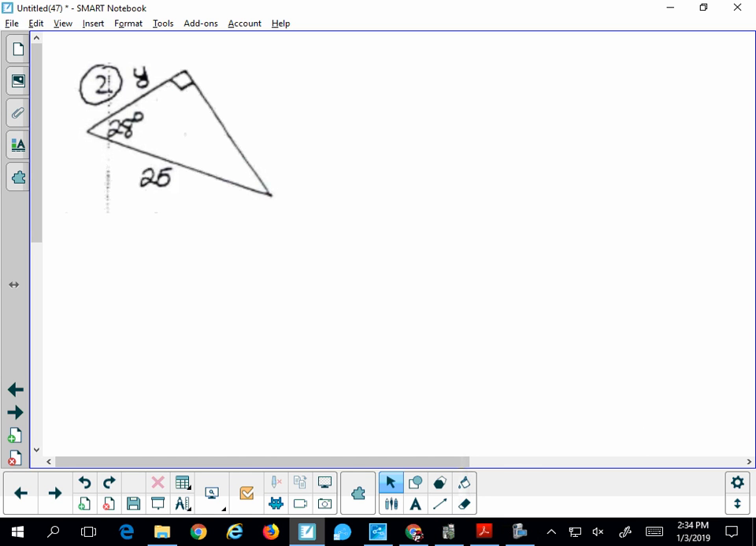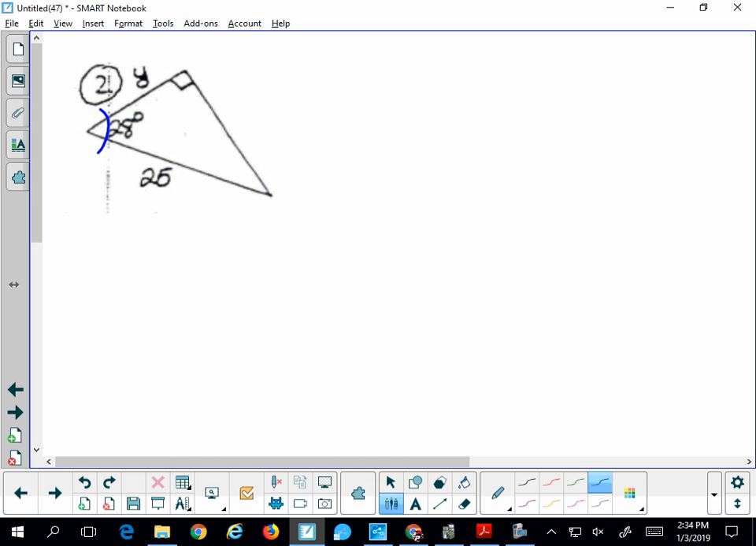The second problem on this particular worksheet has this triangle here with an angle of 28 degrees, and then one side is 25 and the other side is y, or unknown. So we start each of these problems the same way. Here's our reference angle, or 28 degrees. So we have to identify our two working sides.